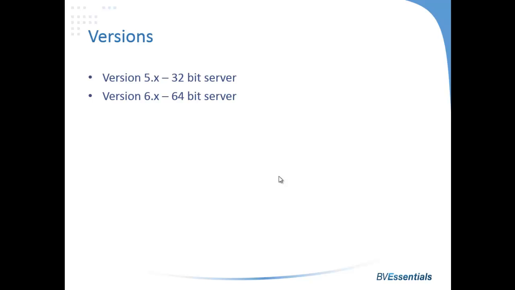Version 5 is our 32-bit version, and it is used if you've got a 32-bit server, so Windows 2003. Although there are some 2003 servers that are 64-bit, the 2008 R2 is definitely a 64-bit server. You can install on that, and if you're running it standalone on a single computer, as long as your workstation is 64-bit, you can run the 64-bit version as well. Windows 7 and Windows 8, of course, are 64-bit.